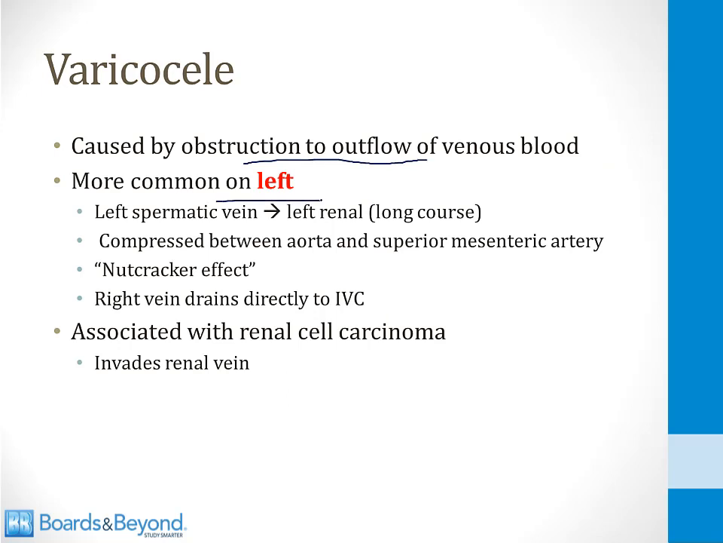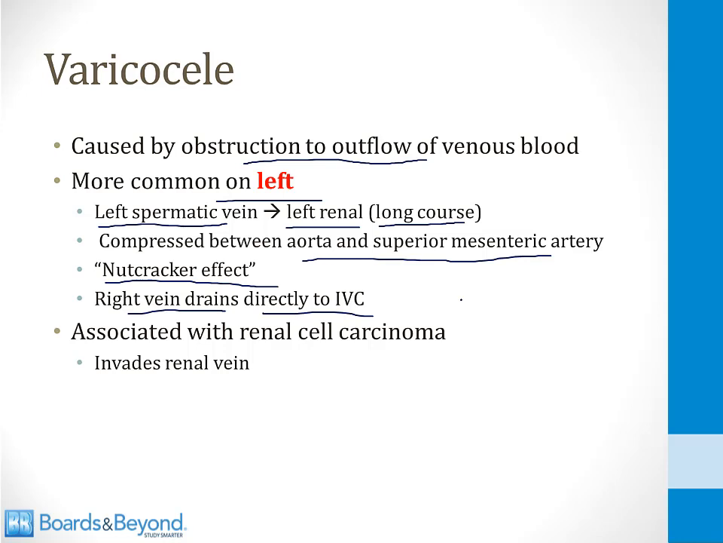The reason for this is a very high-yield tie-in with anatomy that you should know for step 1 of your boards. So the left spermatic vein drains into the left renal vein, which then has to cross the midline to reach the IVC. So there's a long course that venous blood has to travel when exiting the left side of the scrotum. In particular, the left renal vein can be compressed between the aorta and the superior mesenteric artery. This is called the nutcracker effect, and this can lead to high pressure behind the obstruction, and that sets the left side up for development of a varicocele. On the right side, in contrast, venous blood drains directly into the IVC, and there is no nutcracker effect. Therefore, right-sided varicoceles are much less common.